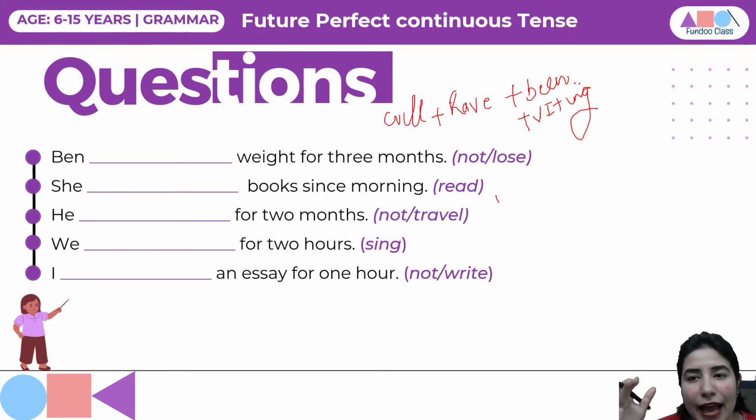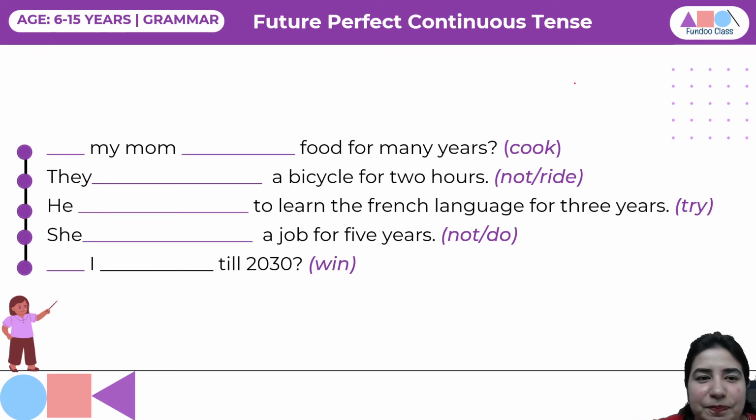Ben will have not been losing weight for 3 months. She will have been reading books since morning. He will have not been traveling for 2 months. We will have been singing for 2 hours, right? I will have not been writing an essay for 1 hour, right? So I'm sure we are sorted with this particular part, everybody, right? So let's move to the second set.